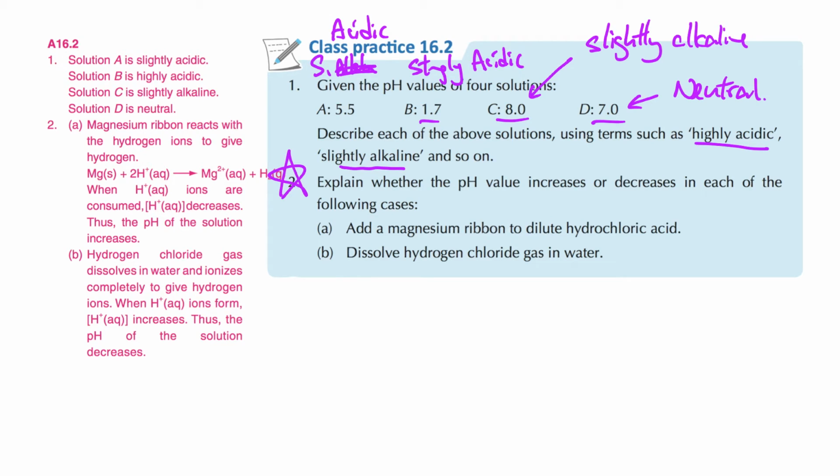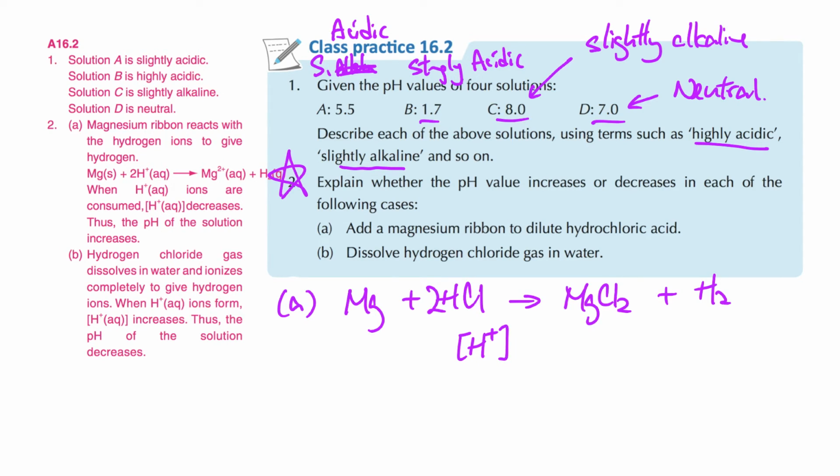Question number 2. Explain whether the pH value increases or decreases in each of the following cases. For A, we have magnesium added into HCl. You know that in the process, magnesium will react with the chloride ion and become magnesium chloride, but the H plus will become H2. So you'll find that in experiment A, the H plus concentration is going down, because all of them are turning into H2. If the concentration of H plus is going down, pH should go up.